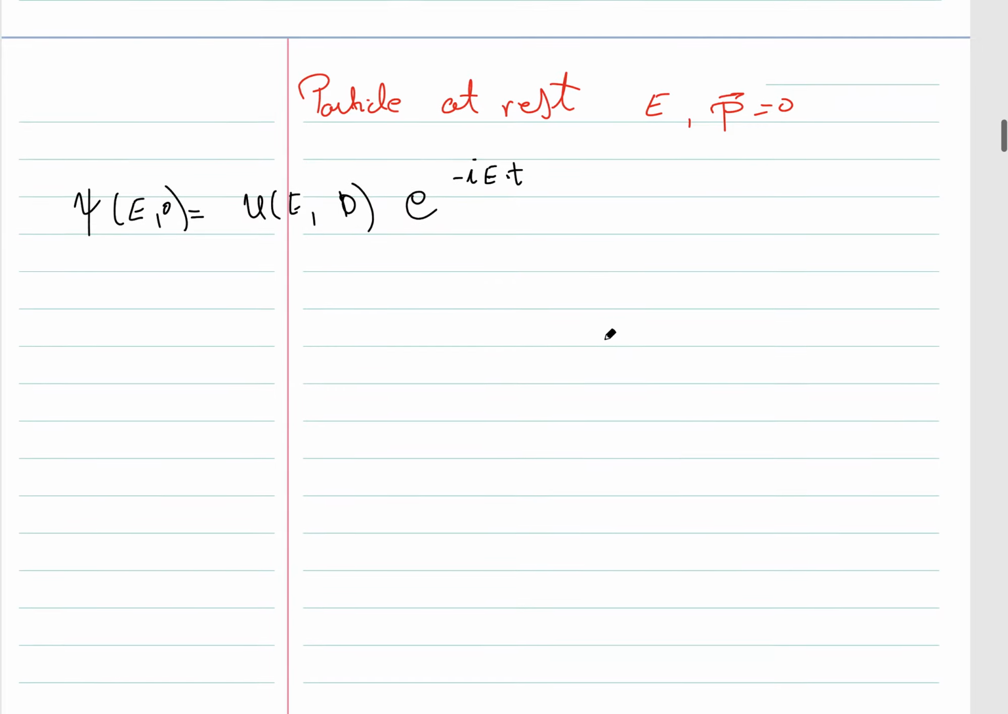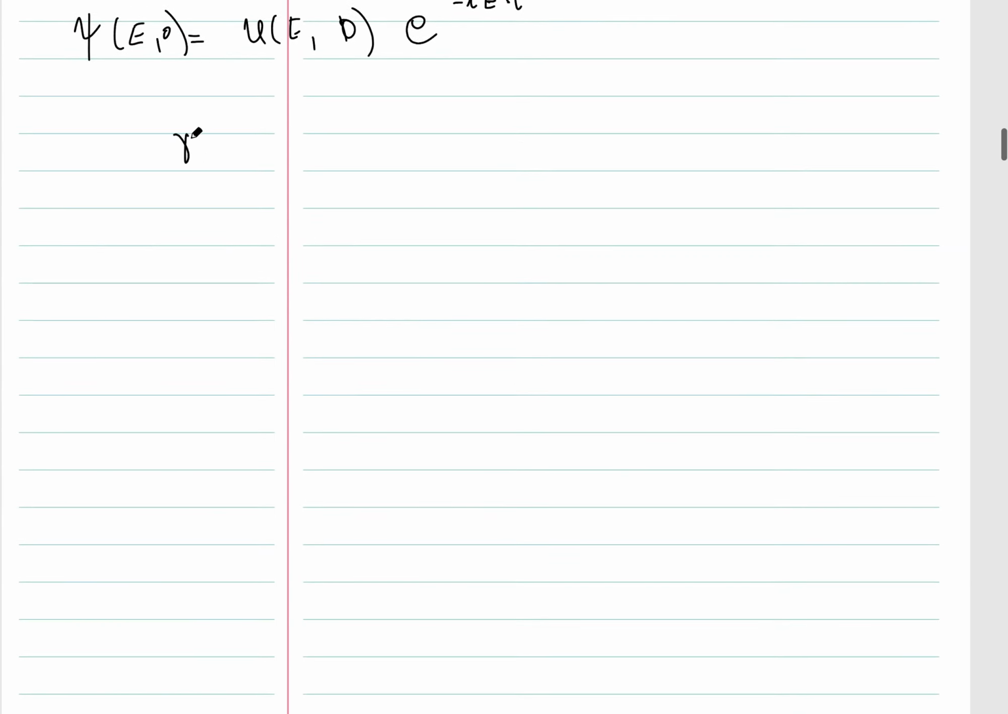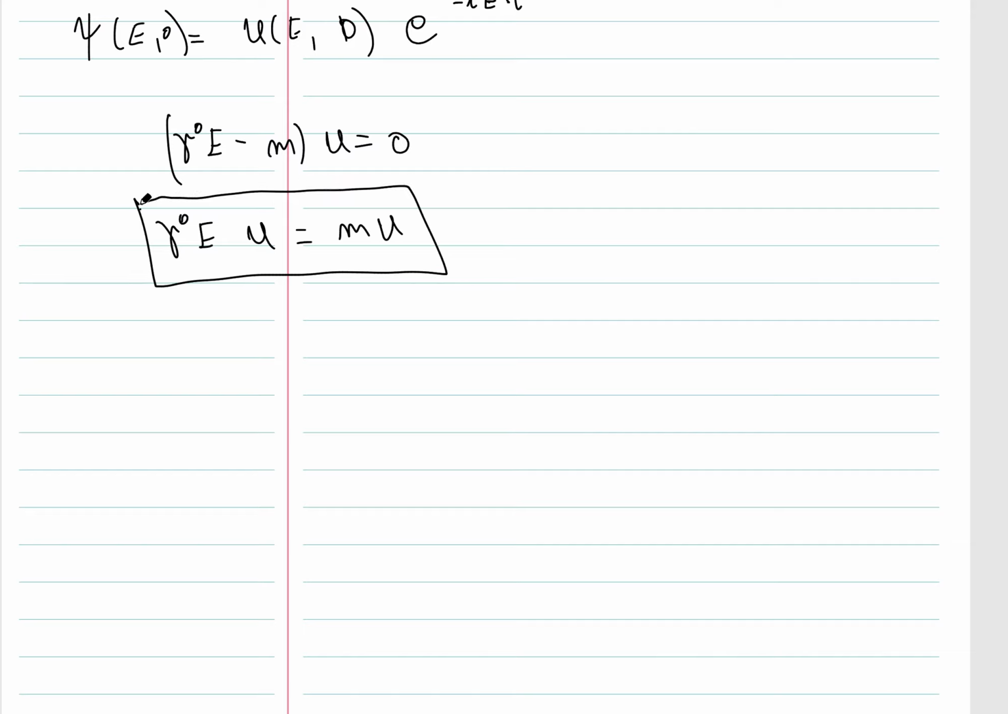Now in this equation here, you don't have pz, you don't have py, you don't have px. So what you have is gamma 0 E minus m times u equal to 0, or gamma 0 E u equal to m u. So this is the equation that we have to solve.